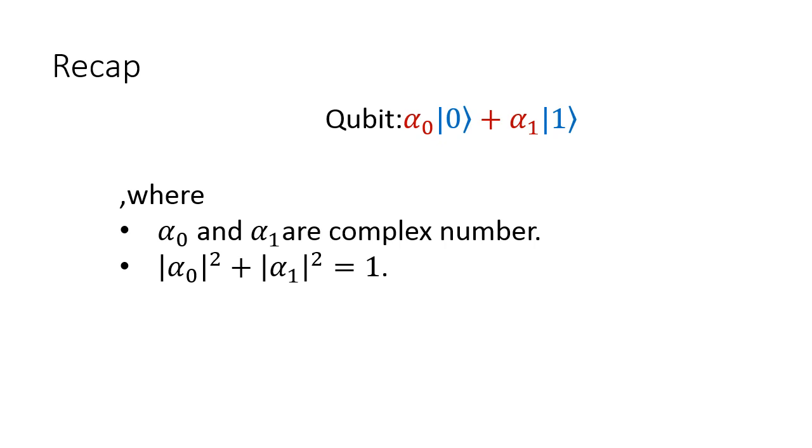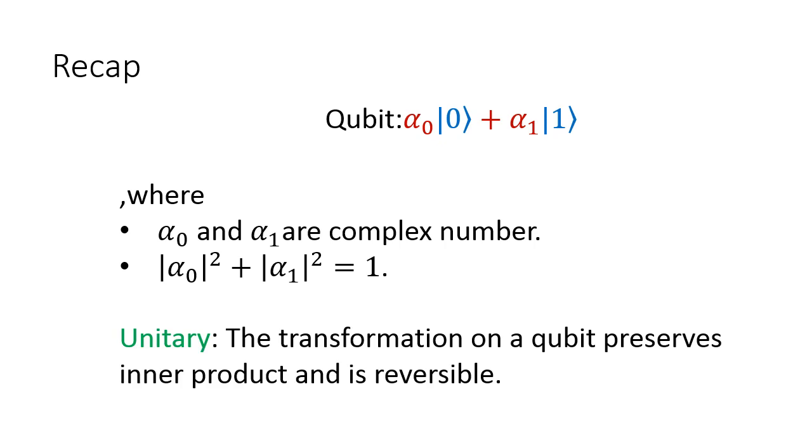So let's recap. A qubit can be represented by alpha 0 times state 0 plus alpha 1 times state 1, where alpha 0 and alpha 1 are complex numbers and the squares of the magnitudes added together equal 1. And in the previous video, we also talked about unitary matrices. Unitary means that the transformation on a qubit preserves the inner product and is reversible.